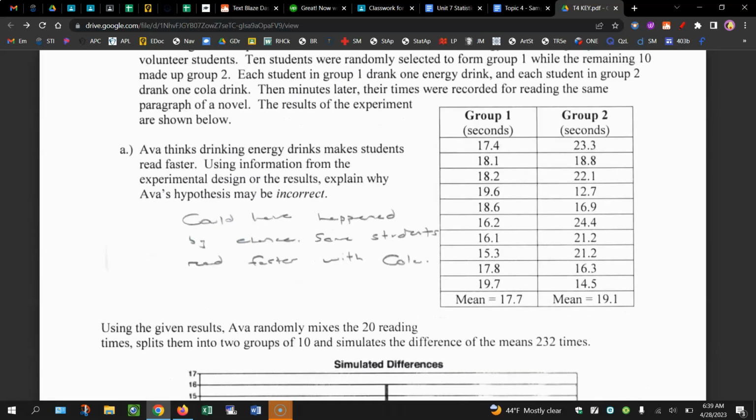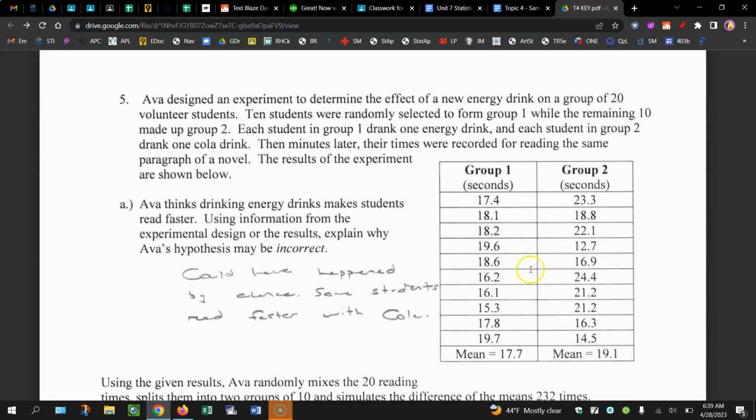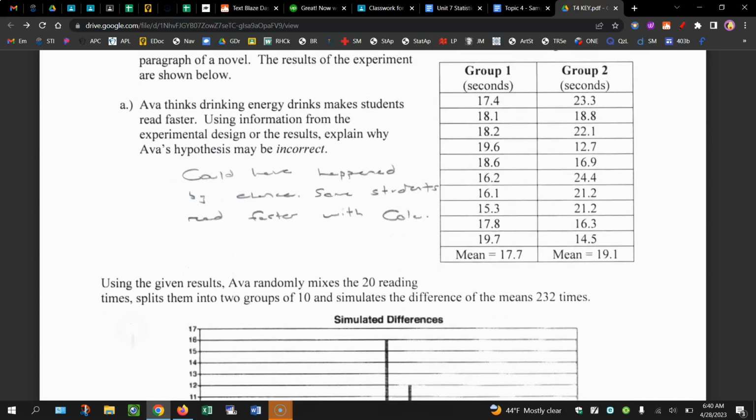Okay, let's take a look at page 5. What you'll notice here, this is a little bit different. They give you all of the data, but that's just extra information we don't need. She thinks that drinking energy makes students read faster. Explain why she may be incorrect. So group 1 drank the energy drink, group 2 did not. But you can see you have some students in group 2 like 12.7 versus 19.6, 16.9 versus 18.6, and there's a couple others at the end. So it could have happened by chance, or you see some students read faster just drinking the cola than they did the energy. So some possible reasons her results might be wrong.